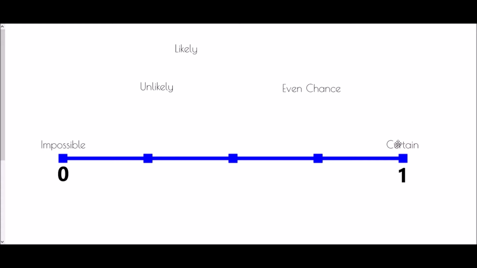Now in the middle we get a value of a half, and so that is where we have even chance. It is just as likely to happen as to not happen. Now in between that we have unlikely and likely. Unlikely does not necessarily hit exactly here at a quarter, it just lies in this area. It is more than impossible but less than even chance. So somewhere around here we find unlikely. Something which is likely is more than an even chance, but it isn't yet certain, and therefore it is somewhere in between the half and 1.